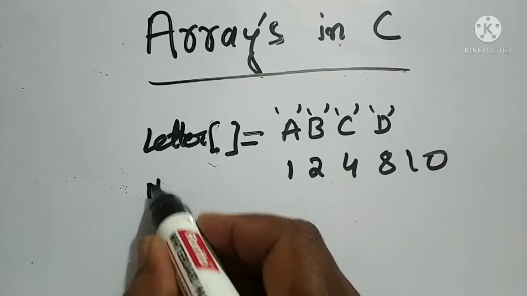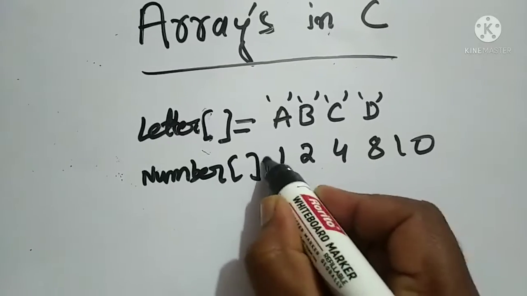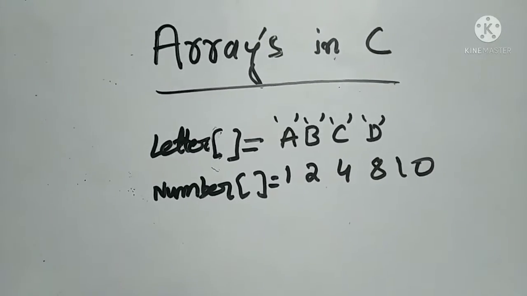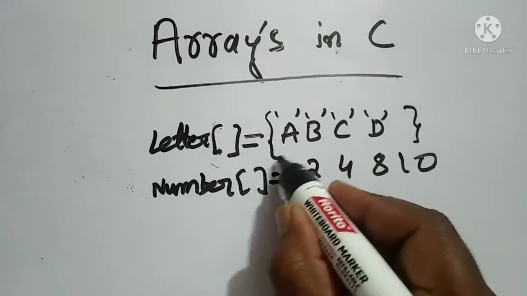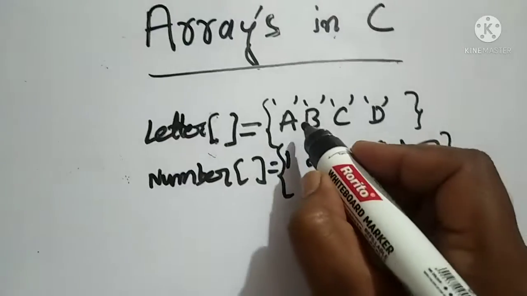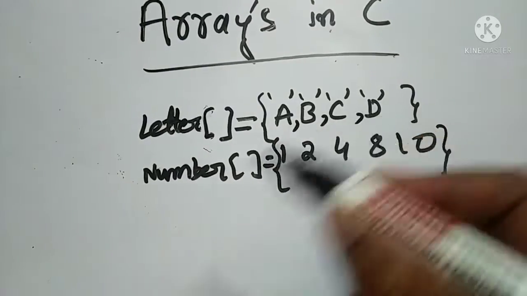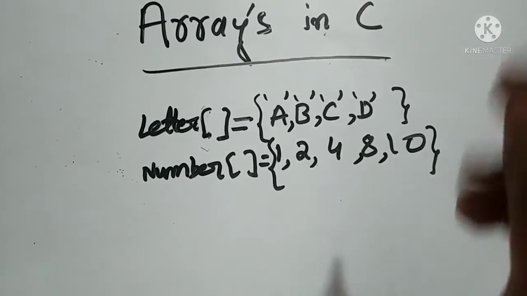I can go for number. Number is one variable, and all these numbers are assigned to this variable. Here I have to give a comma in between. So these numbers will be stored in an array.